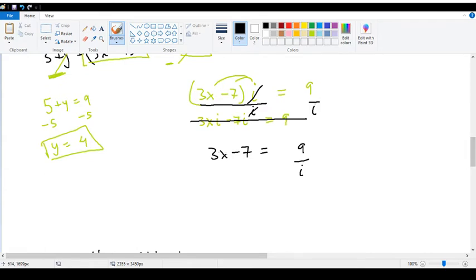All right, so I need to get this x by itself. All I have to do now is add 7, and so I have 3x equals 9 over i plus 7.